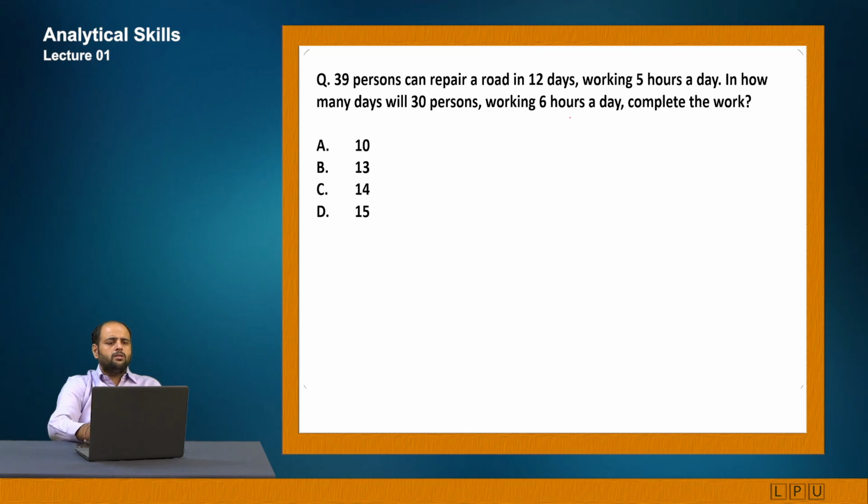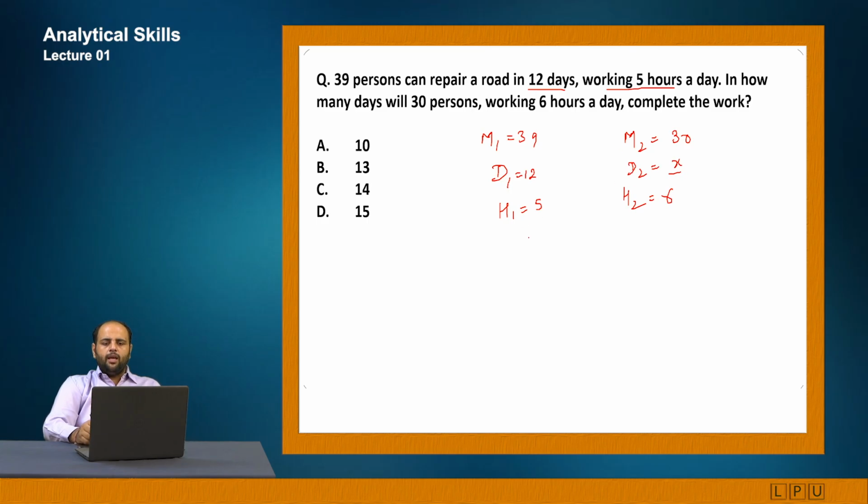Let's take an example for this. Now he says that 39 persons can repair a road in 12 days, working 5 hours a day. So M1 is equal to 39, D1 is equal to 12 days, and H1 is equal to 5 hours a day. Now in how many days will the 30 persons do it? So the value for M2 will be equal to 30, and H2 is given as 6 hours a day, and we have to find out D2. So this should be assumed as X.